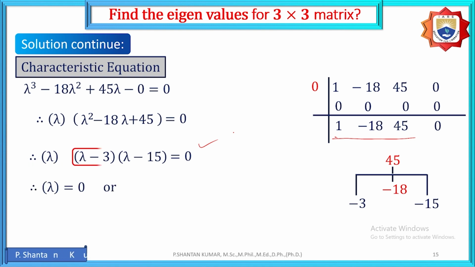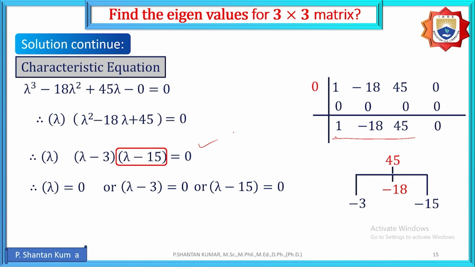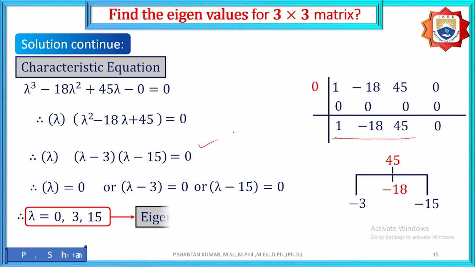This is also by using the factorization method. That means there are many different methods for solving, and by solving with any method, we obtain these solutions. The eigenvalues are lambda equal to 0, lambda equal to 3, and lambda equal to 15. Therefore, these are called the eigenvalues of the given matrix.